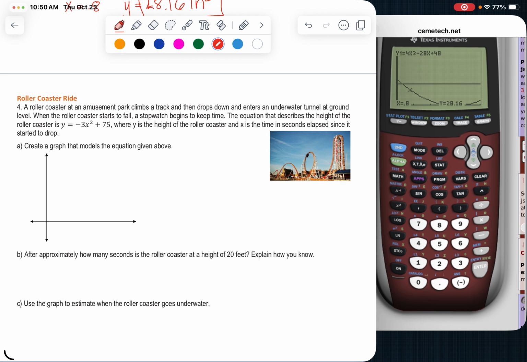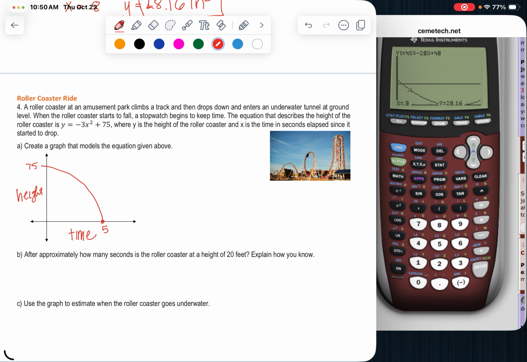All right, so on this one here, create a graph that models it. It looks like this. It's a downward facing parabola. This goes up to 75 right here, and this is your height, and then this is time in seconds. And if you find the x-intercept right there, that goes up to 5, okay?